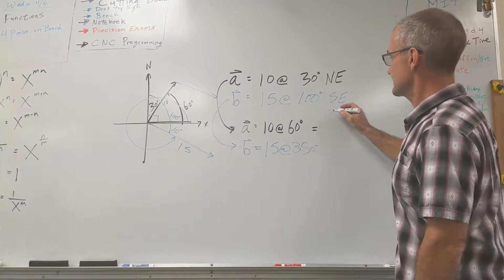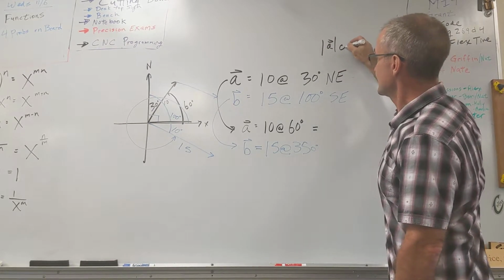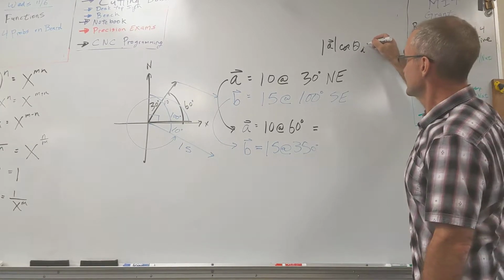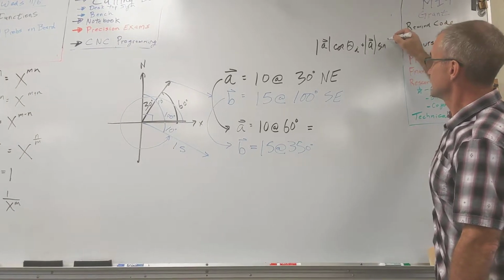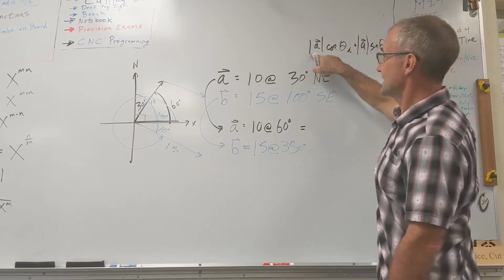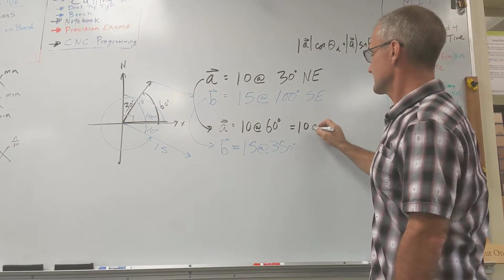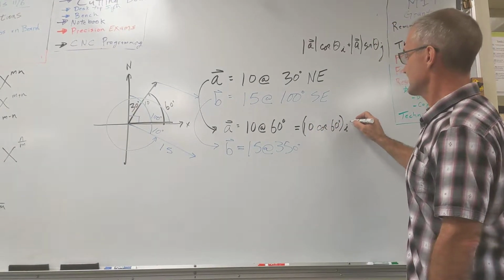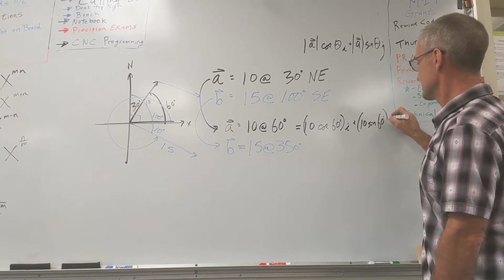The equation is the magnitude of the vector, cosine of the angle it makes with the x-axis, i, plus the magnitude of the vector, sine of the angle it makes with the x-axis, j. So that's how I convert it to component form. So this is going to be 10 cosine of 60 degrees, i, plus 10 sine of 60 degrees, j.